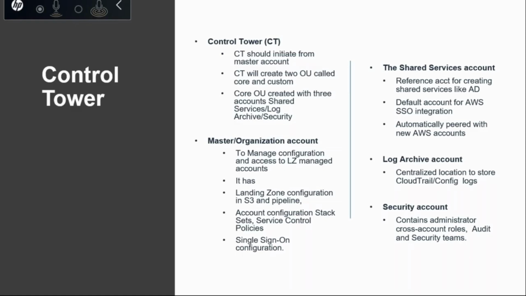So if you create any new account using Control Tower, that will automatically tie up with this shared service account that is integrated. That's what they said: it is automatically paired with the new AWS account, because your shared services, like AD or SharePoint or any file servers, need access to all the new accounts. So it will automatically create a VPC peering between the two accounts.